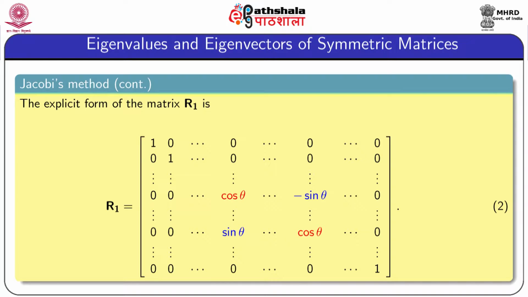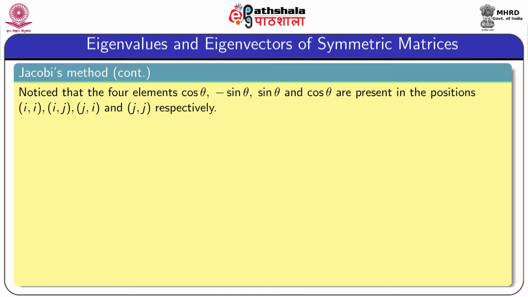Note that the iith element of the matrix R1 is cos theta, the diagonal element jj is another cos theta, and the off diagonal element in the ijth position is minus sin theta and in the jith position is sin theta, and all other diagonal elements are 1 and all other off diagonal elements are 0. It may be noted that the four elements cos theta, minus sin theta, sin theta and cos theta are present in the positions ii, ij, ji and jj respectively in the matrix R1.